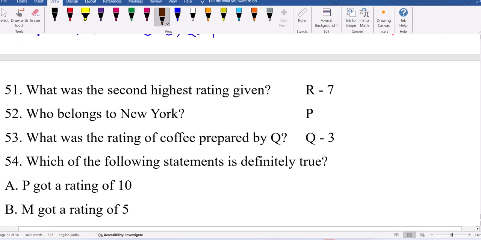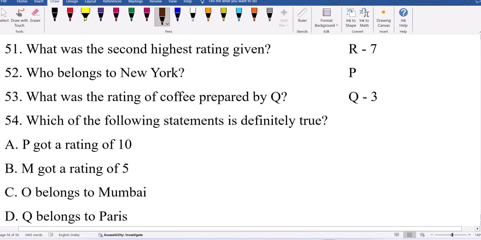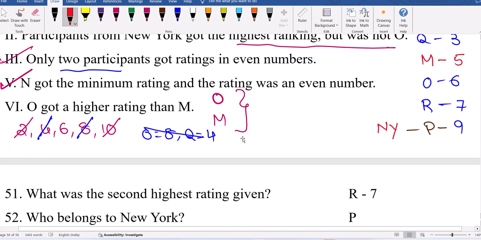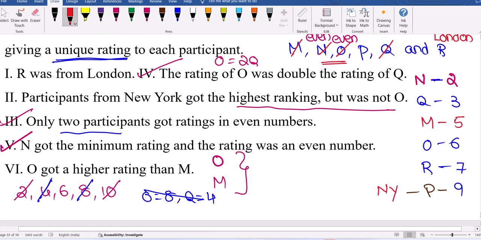Which of the following statements is definitely true? P got a rating of 10? No, P got 9. M got a rating of 5? Yes. O belongs to Mumbai? I cannot say Mumbai or Paris, the data is not there. So M got a rating of 5 is correct.